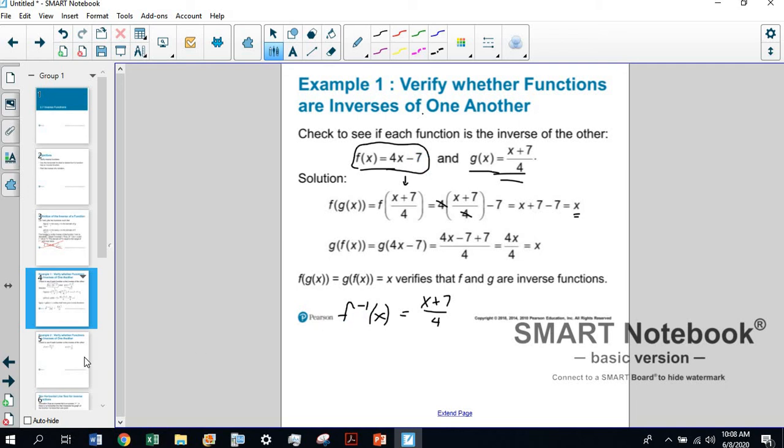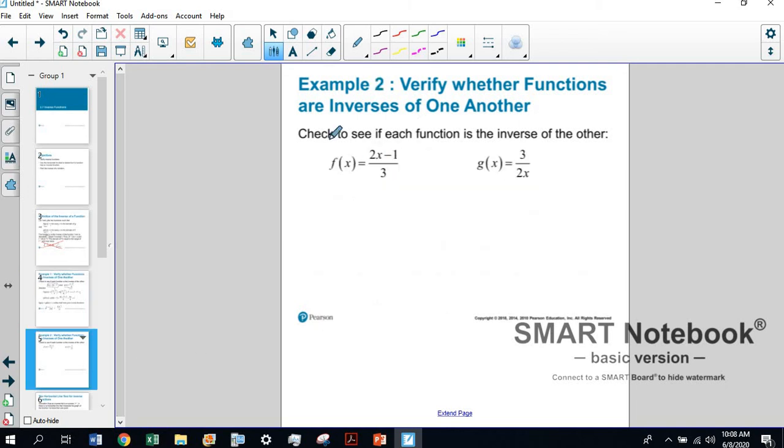Okay, so y'all try one. We're going to check to see if these are inverses of each other. Start with f of g of x. See how that goes. And if you get x, then you keep going. If you don't get x, then you know they're not inverses. All right, so take a moment, pause the video, try that out, and we'll come right back and go over it together.